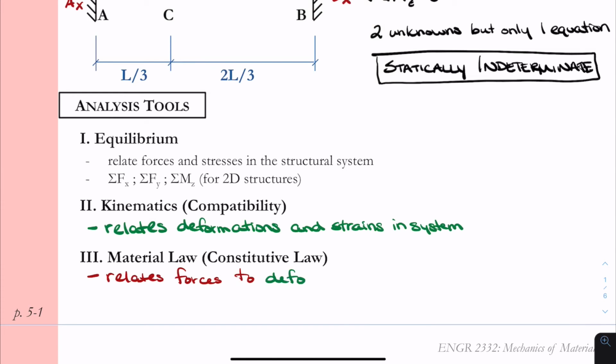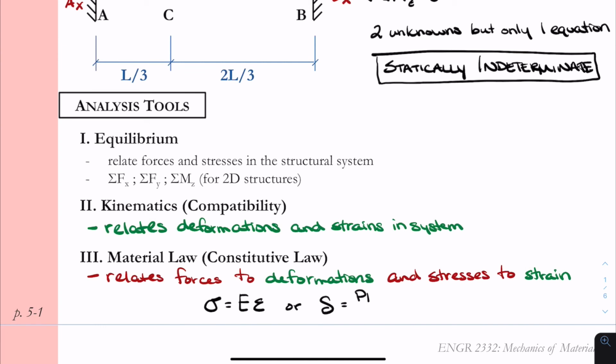And now we have to have some way of going between forces and deformations, or going between stresses and strains. We know that from our stress-strain test, we can, for a particular material, perform a test to show that relationship between force and displacement, or between stress and strain. So that is what we refer to as our third tool, material law. Material law relates our forces to our deformations, or our stresses to our strains. In the linear elastic range, we will use the material law sigma equals E epsilon, where E is the modulus of elasticity. If we want to relate forces to displacements, the equivalent is then Hooke's law, delta equals PL over EA.